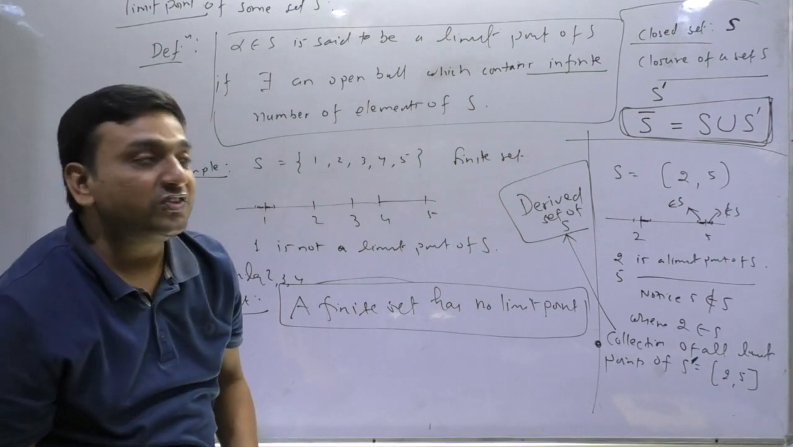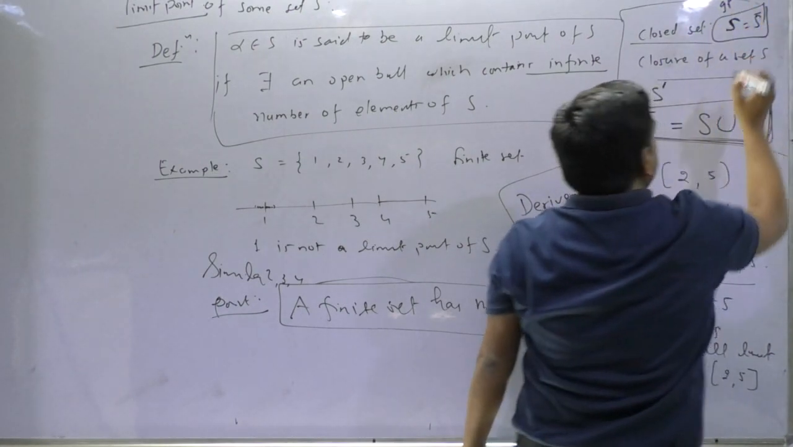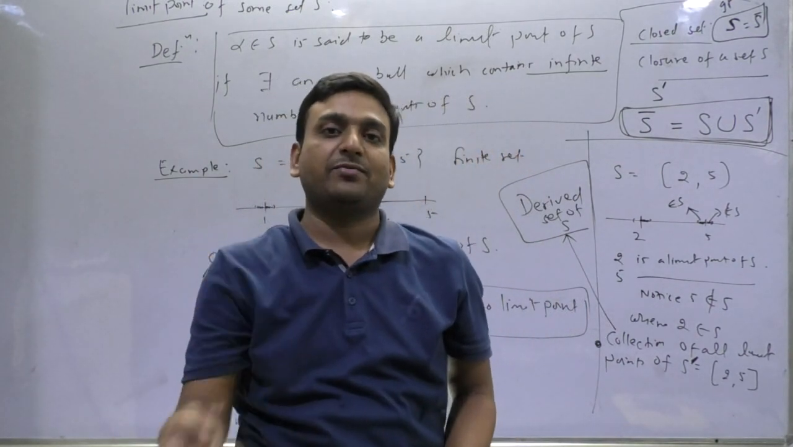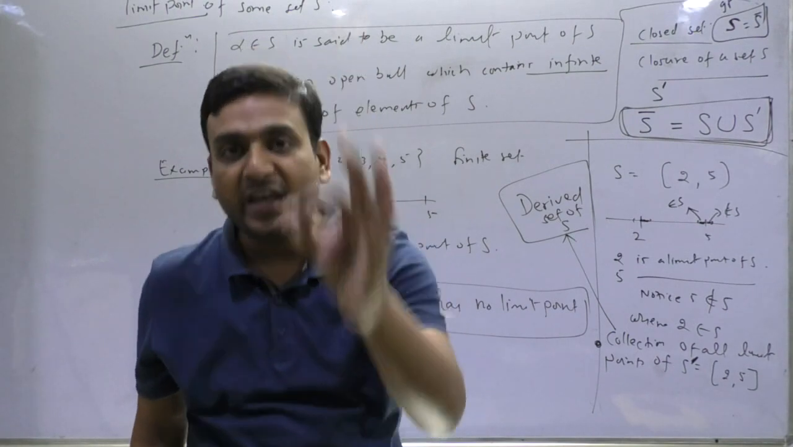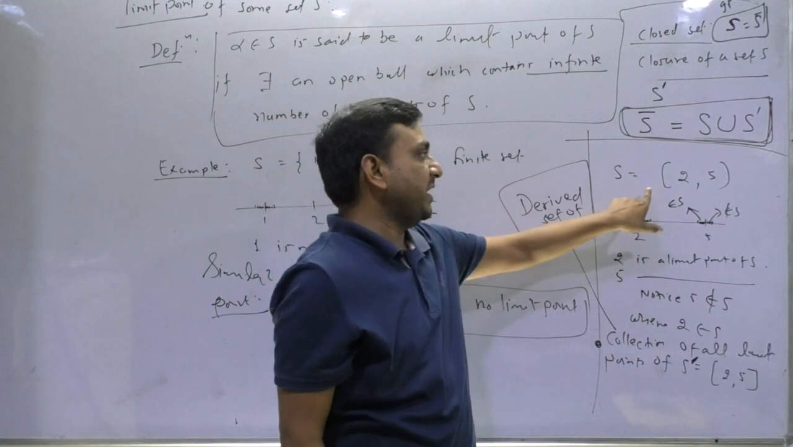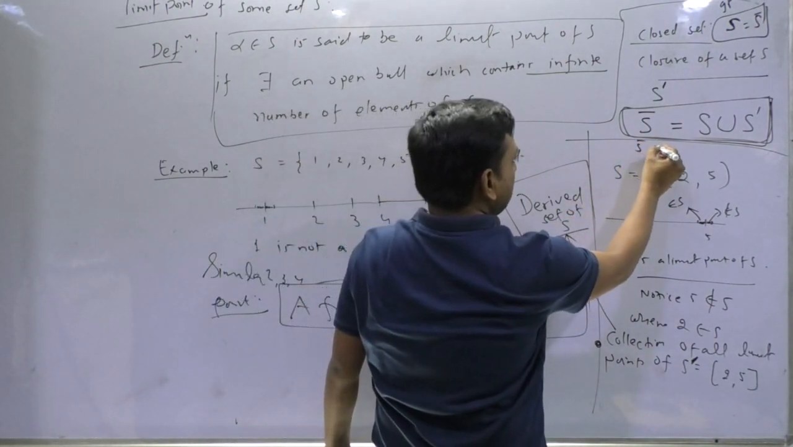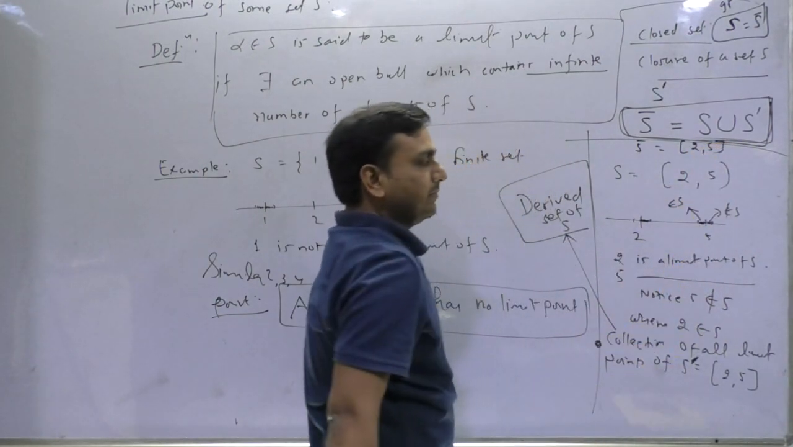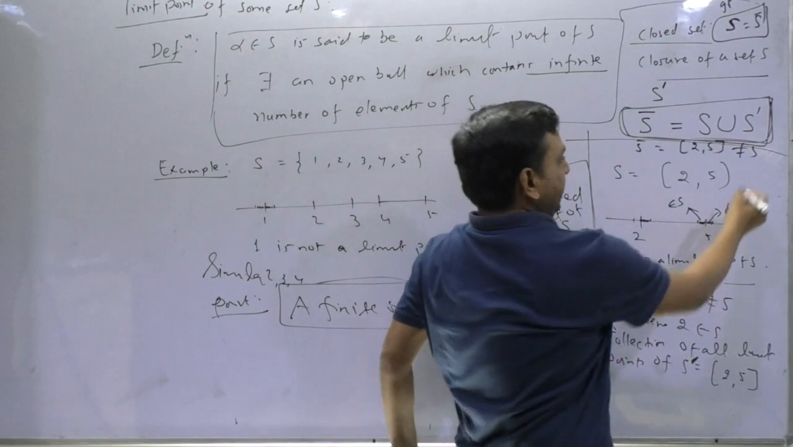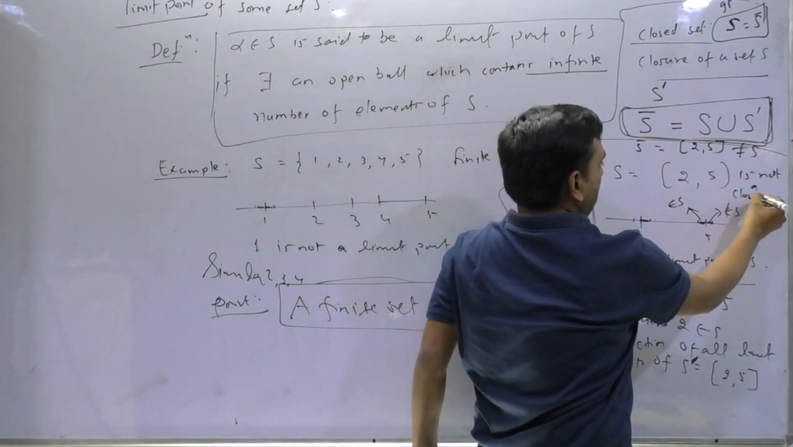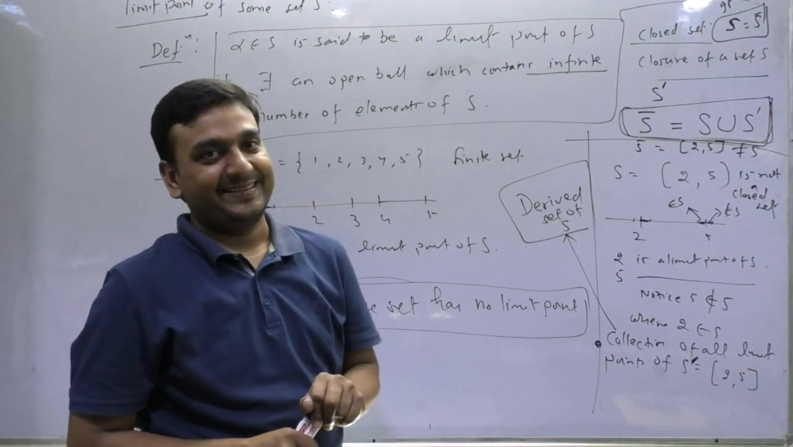Now, then what is a closed set? If S becomes S closure, then we say S is a closed set, otherwise not. So if I take this example, I'm repeating, if S closure is equal to S, then S will be a closed set. For example, here S is this, its derived set is this. So for this example, S closure will be the closed interval 2 to 5, but S is the open interval, so S closure is not equal to S, so S is not a closed set. Clear? Fine, any issue?